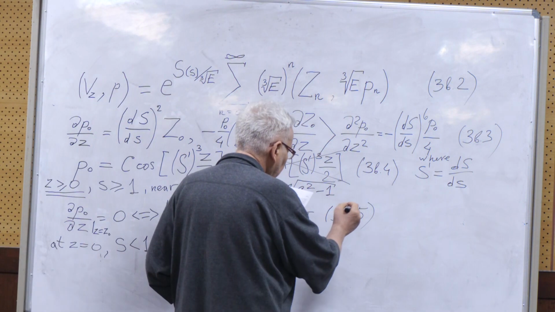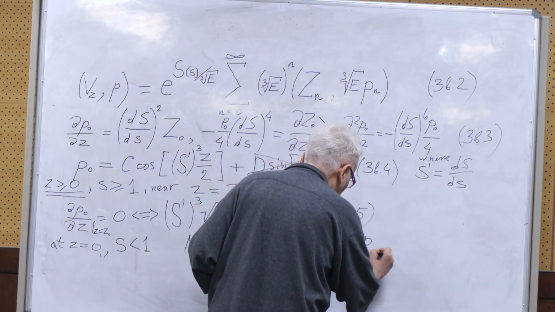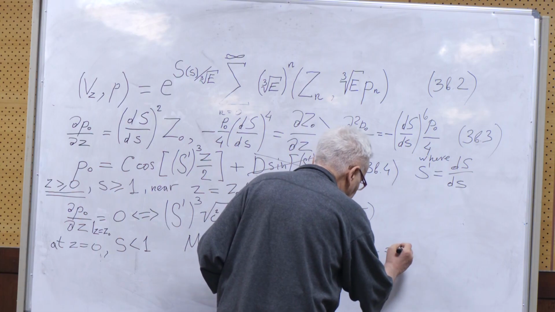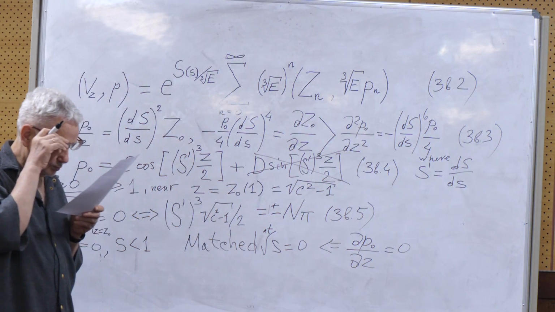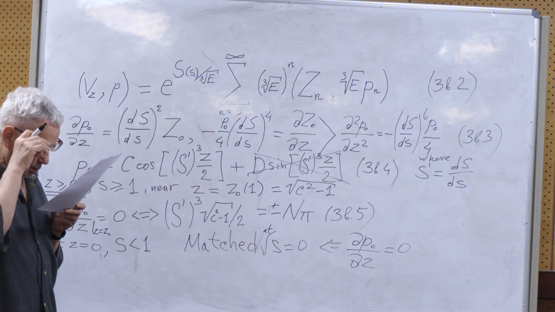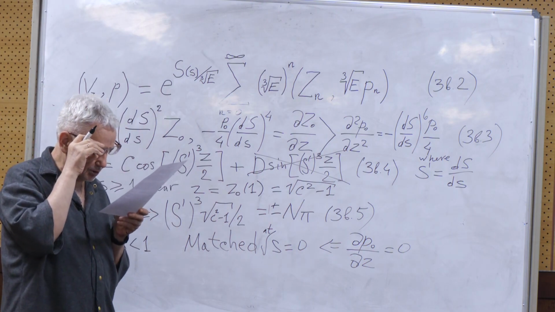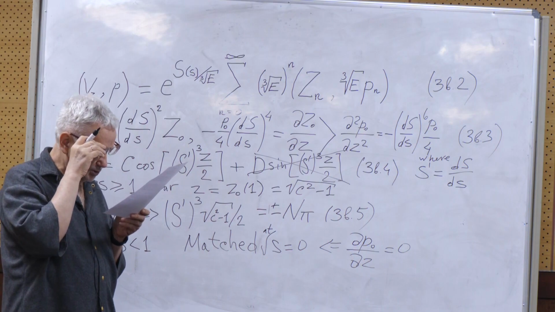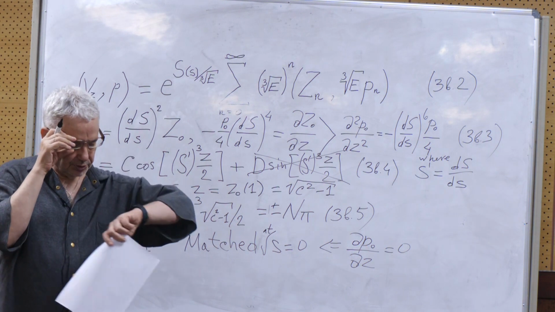dp by dz is equal to naught at this matching. And actually this is a geostrophic condition, and it's satisfied through matching with the main shear layer at the thickness e to the 1/3.